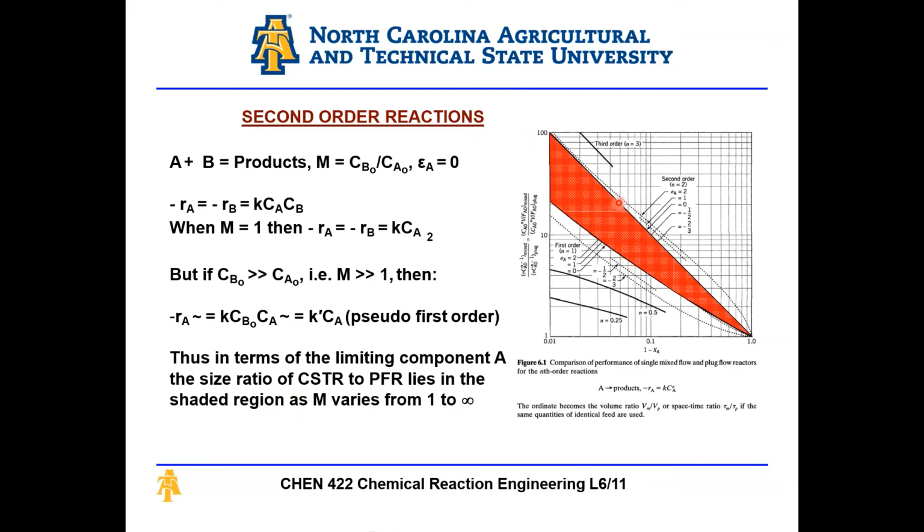Depending on the value of m, your ratio of CSTR to PFR will fall in this envelope right here. Just understand that for a second order reaction, the ratio of volumes will not be the same, whether m equals 0, 1, 2, or 3. This ratio of volumes will change. This is really the bottom line of this slide.